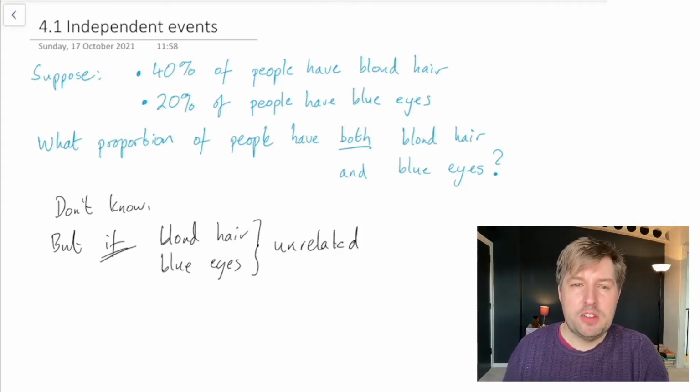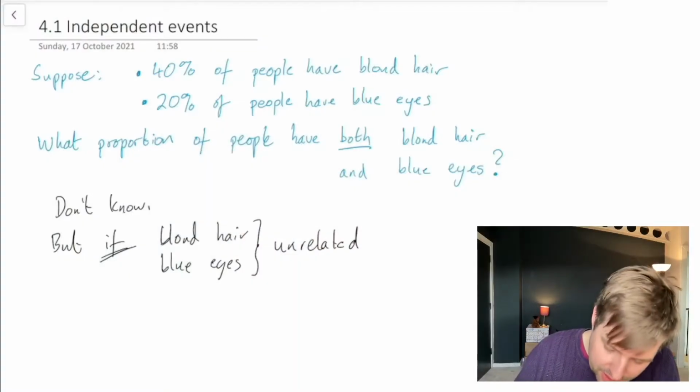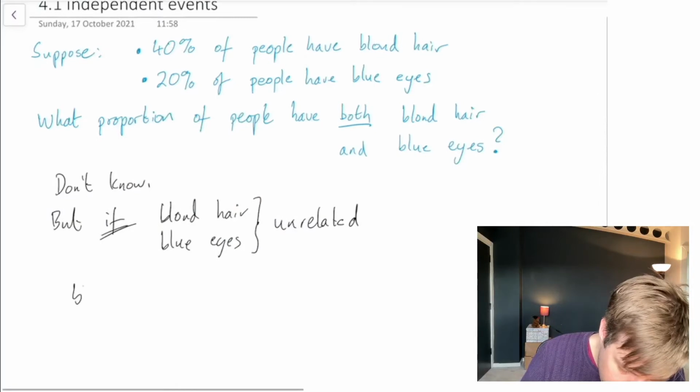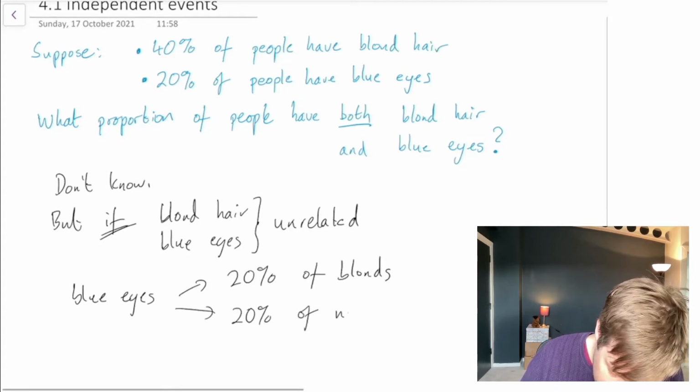Because saying that 40% of people have blonde hair and 20% of people have blue eyes, then we'd be saying, well, the 20% of blue-eyed people makes up 20% of the blonde-haired people and 20% of the non-blonde-haired people, because it would be distributed in the same proportion in each. So if this were the case, then the blue-eyed people would make up 20% of the blonde-haired people and 20% of the non-blonde people.